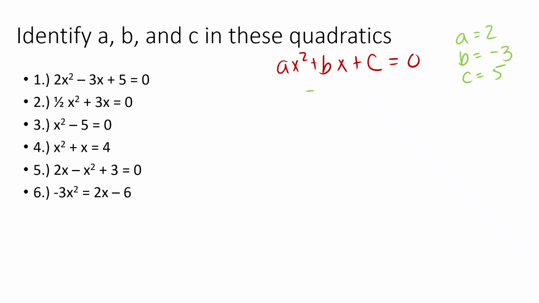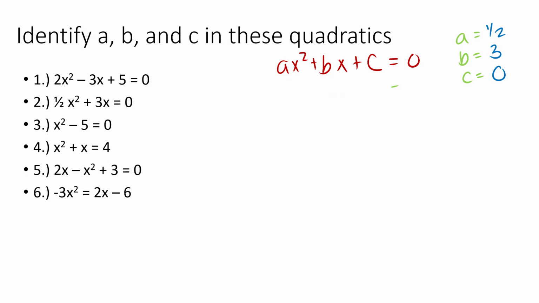Second one is 1/2 x squared plus 3x equals 0. And for this one, we would want to note that the a value is 1/2, the b value is 3, and the c value is 0. So if you don't see the plus a constant, it would be 0. So this would be 1/2, 3, and 0.